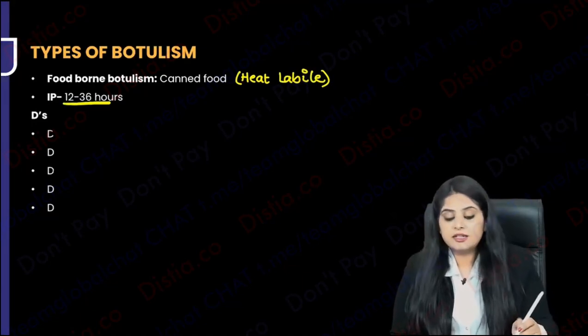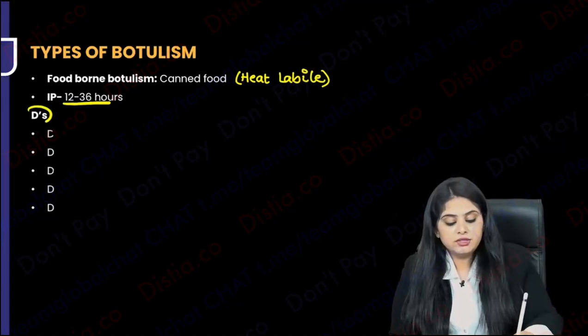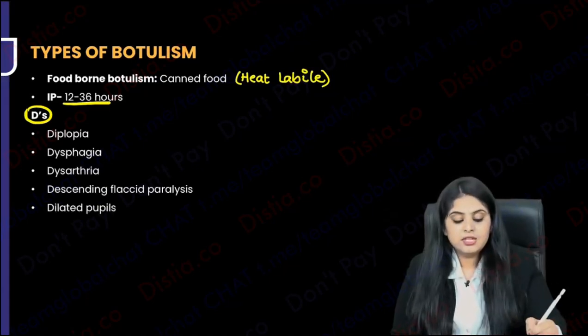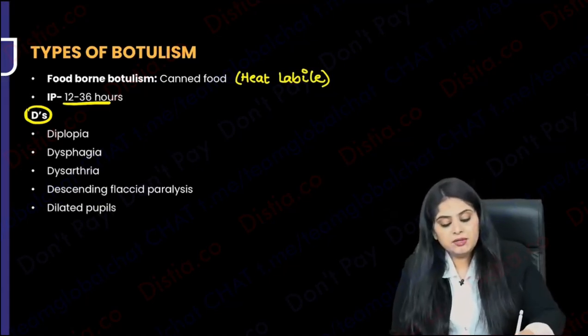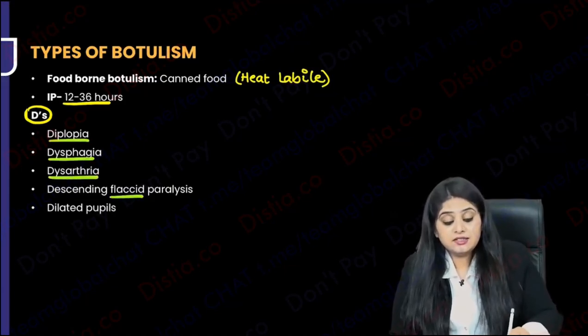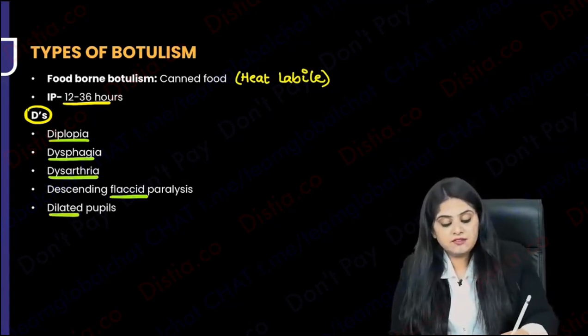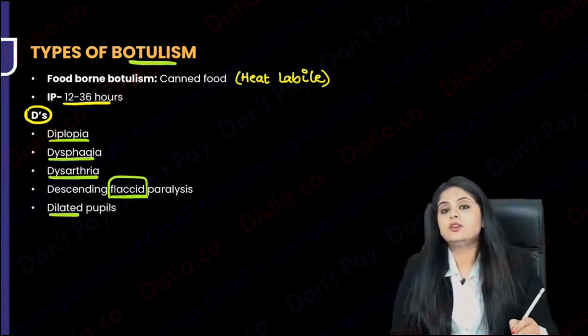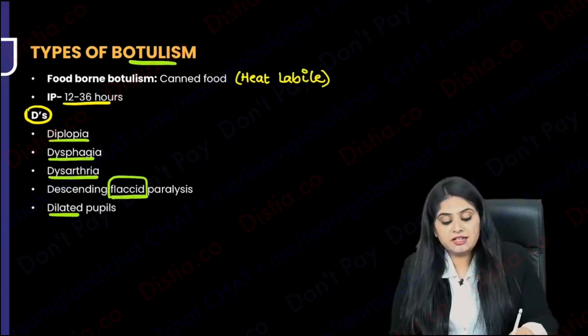What is it going to result in? It is going to result in all the D's. So now start thinking of all the D's in the body. Patient is going to have diplopia. There is dysphagia, dysarthria, descending flaccid paralysis and dilated pupil. What did I say? Everything is going to be flaccid because botulinum by definition is going to be flaccid. So this means there is descending flaccid.